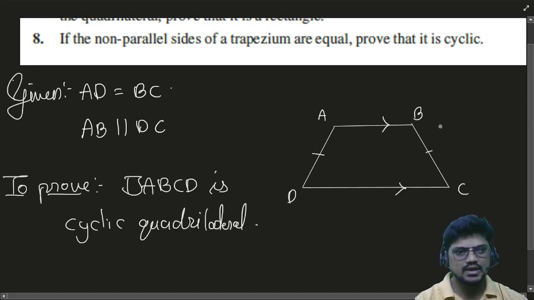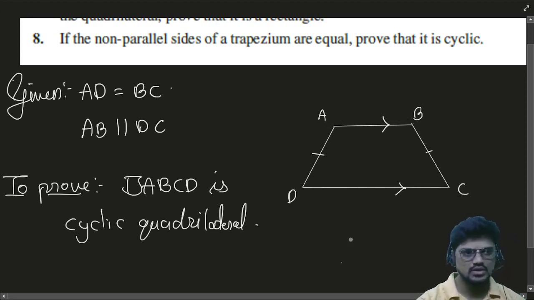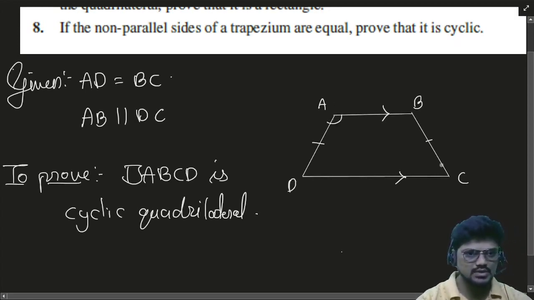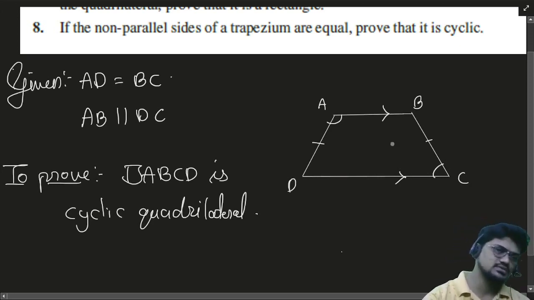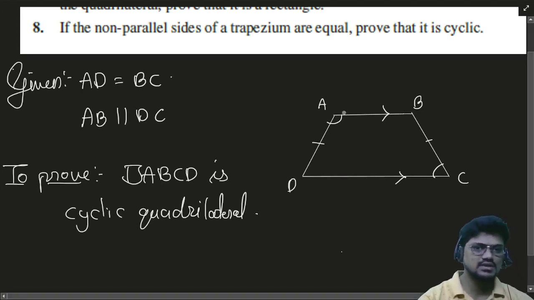Now, when it is a cyclic quadrilateral, that means there is a circle which can be drawn that will touch all the vertices of the quadrilateral. So it is that kind of quadrilateral we need to prove. It is cyclic when the sum of opposite angles is equal to 180 degrees. If the sum of any one pair of opposite angles is 180, then we can say that it's cyclic, because if the sum of these two is 180, the sum of these two has to be 180.